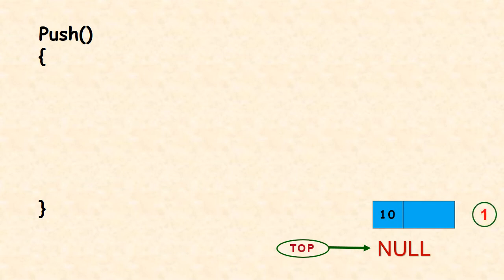To create the first node, I am writing like this: new node is equal to malloc of size of struct node. Using the malloc function, I am allocating the memory required for struct node, and the address of that memory will be assigned to new node. So here you can see the rectangle box. This box is the memory allocated for new node, and this box is being referred to by the pointer new node.